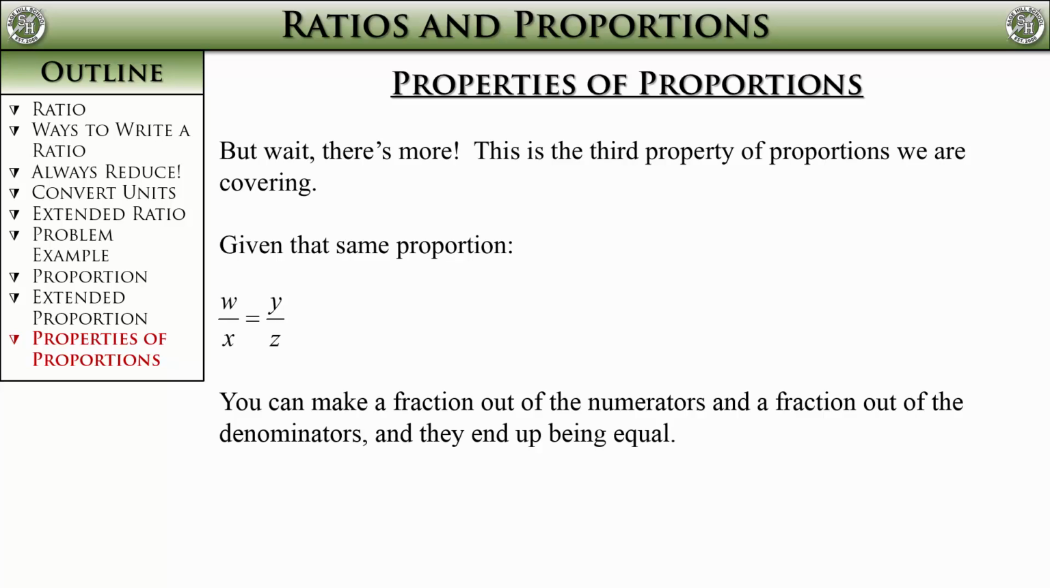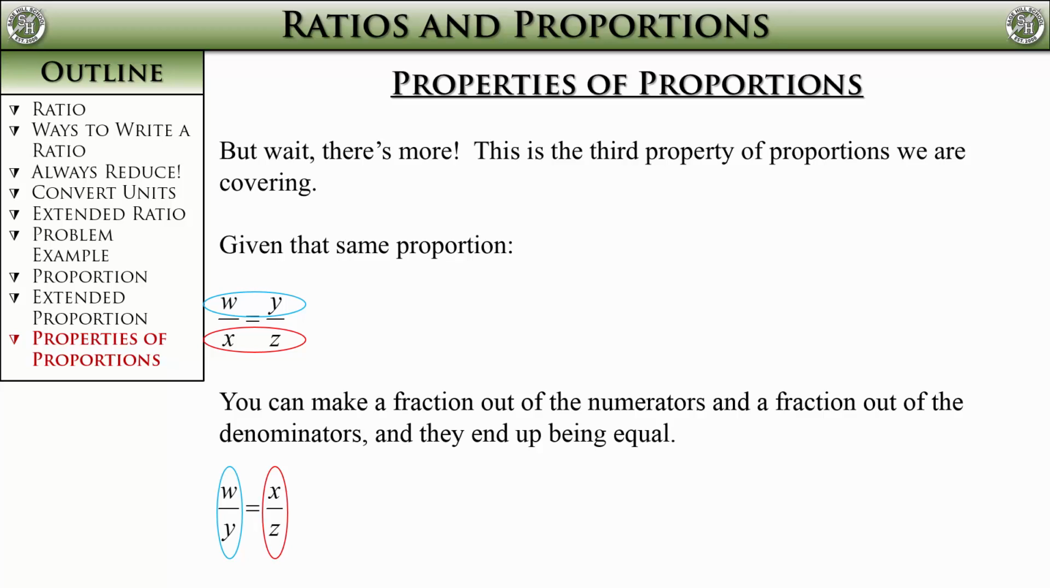So in my proportion here, the numerators are w and y. I can make a fraction out of these two. The denominators of my original proportion are x and z. I can make a fraction out of these two also. You will notice that when I made my fractions, I went left to right both times. W first, then y, left to right. Or for the other one, x to z, left to right also.